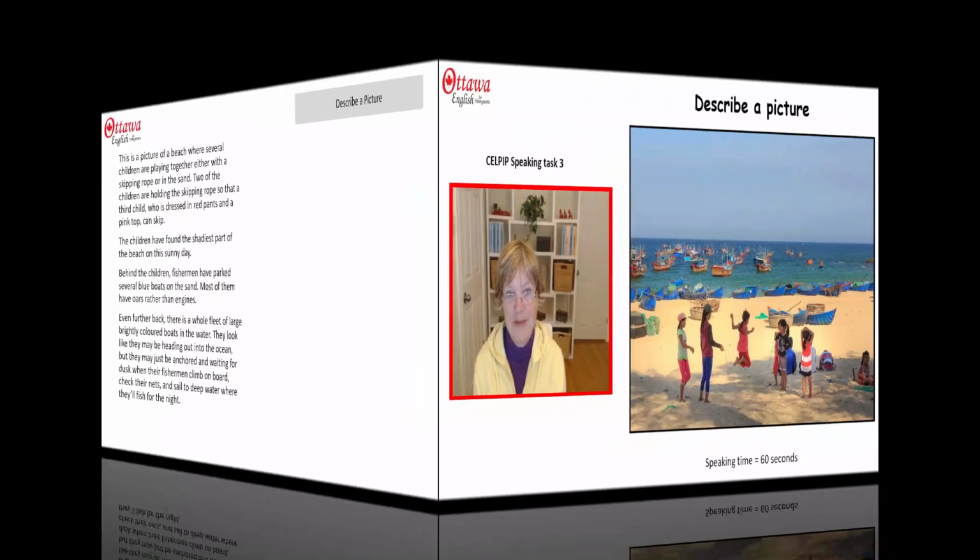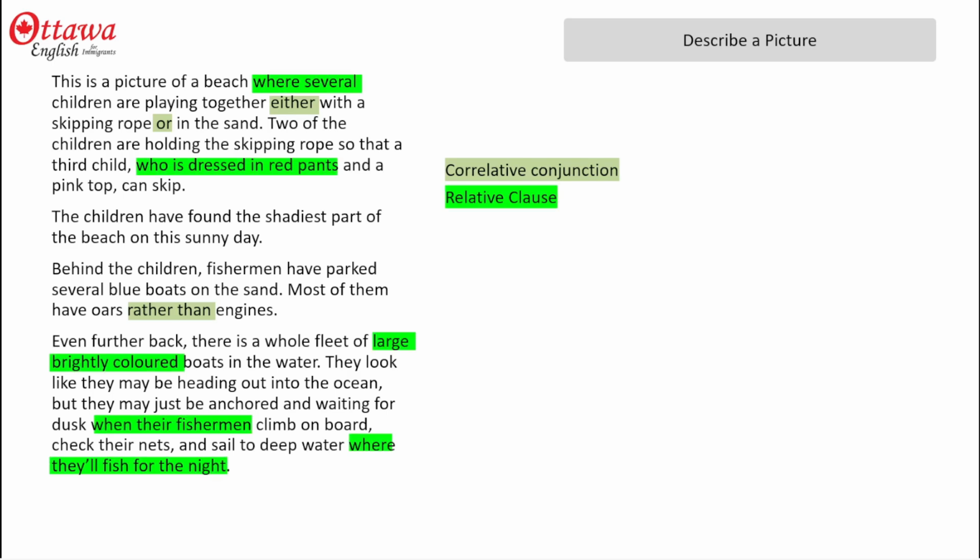So let's take a look at a transcript of that response, and I'm going to point out some things that are important in a high-scoring response. So first of all, we've got our complex sentences. These are built on correlative conjunctions, relative clauses, and a parallel. So all of those complex sentences give you a good score for your language efficiency.